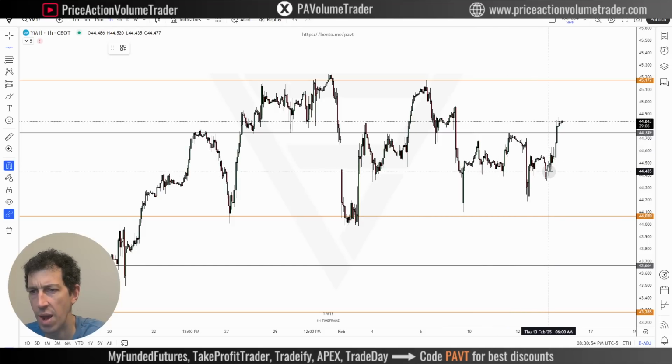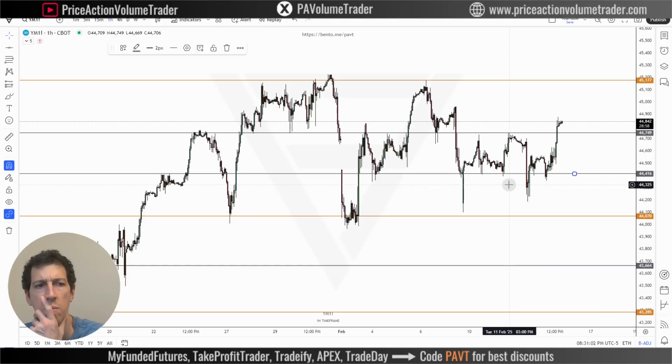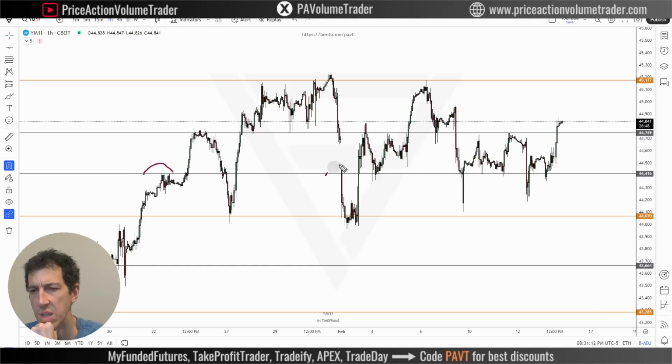Probably right around this area. Probably right around there. That's a pretty good level. And you can see here we had resistance, resistance, support, support, support. So I think that's it.